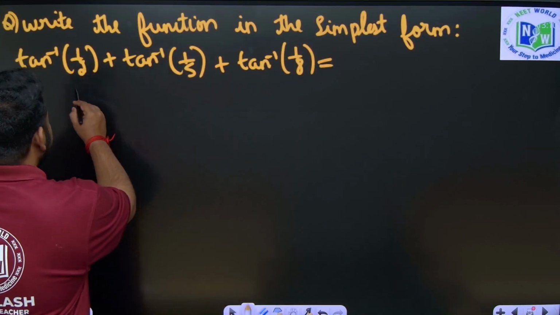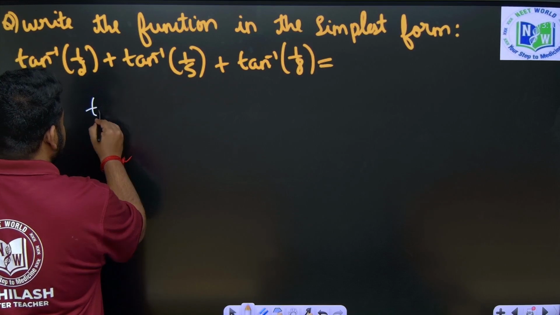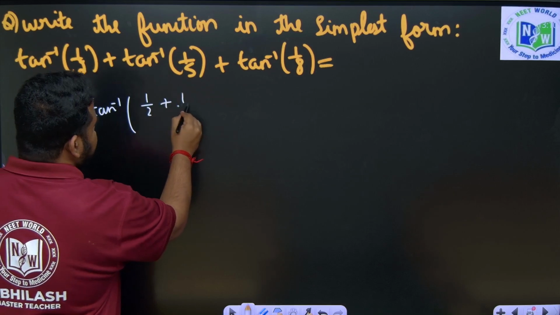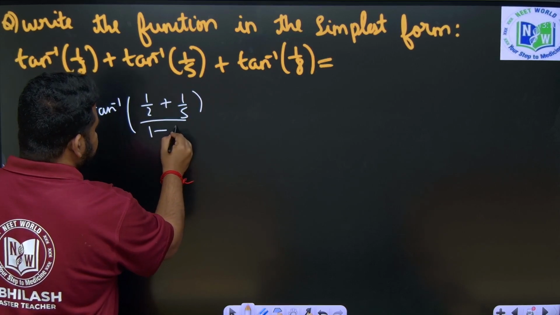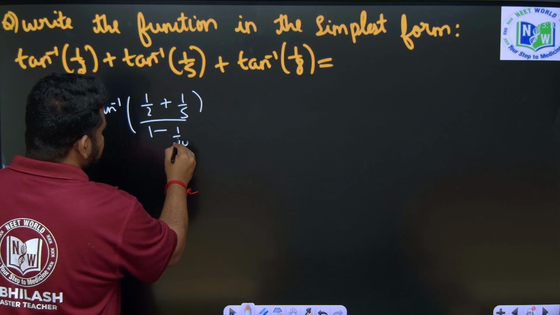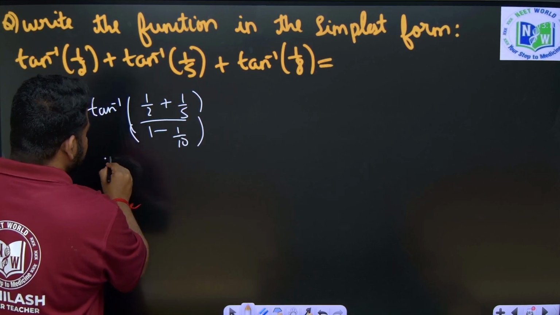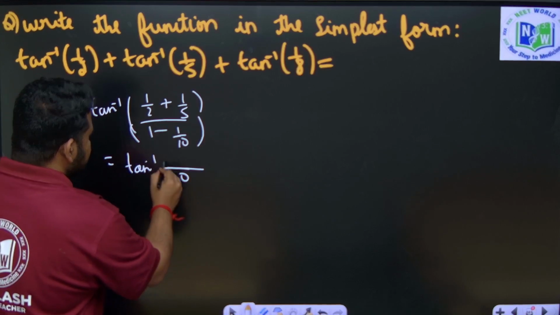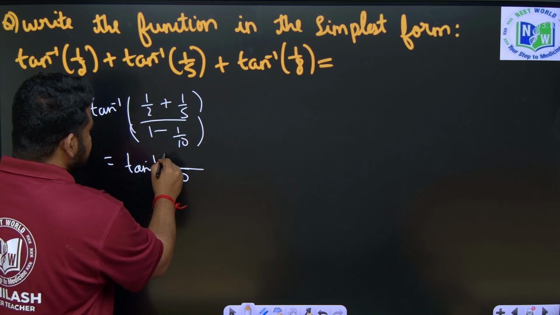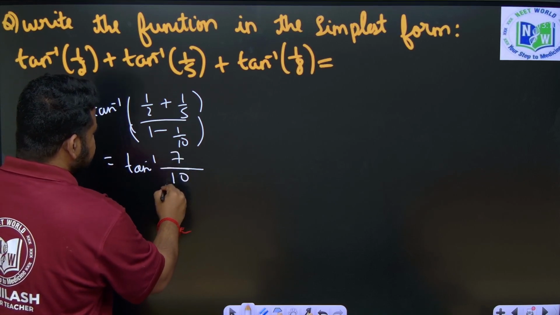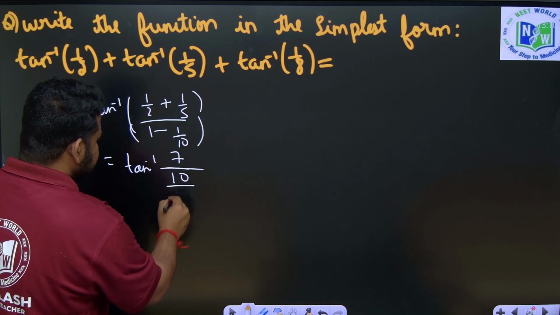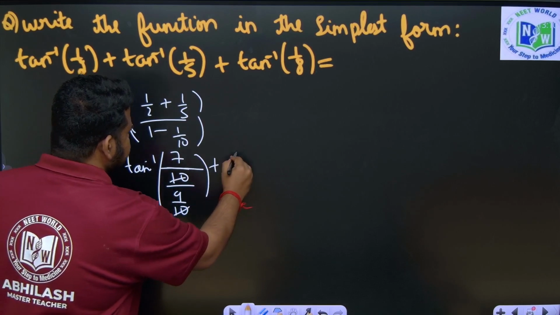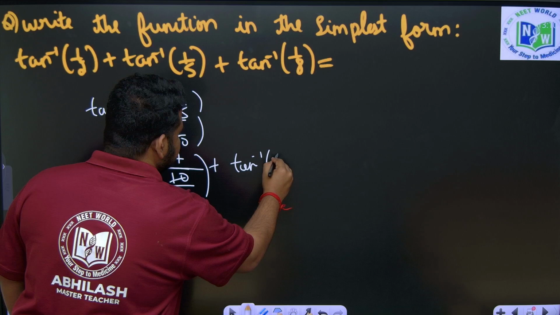So tan inverse of x plus tan inverse of y is nothing but tan inverse of (x plus y) divided by (1 minus xy), that is, 1 by 2 plus 1 by 5 divided by 1 minus 1 by 2 into 1 by 5, which is 1 by 10. This is nothing but equal to what? Tan inverse of, LCM will be 10. So 5 twos are 10, 2 fives are 10, so 7 by 10 divided by 10 minus 1, which is 9, 9 by 10. The 10s cancel, so this will be tan inverse of 7 by 9.